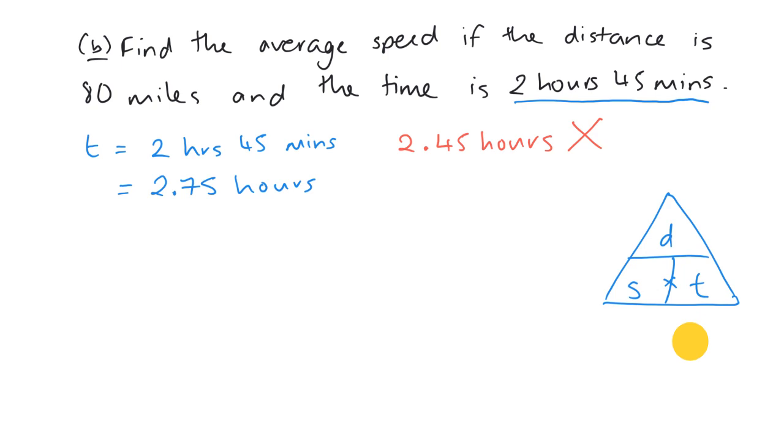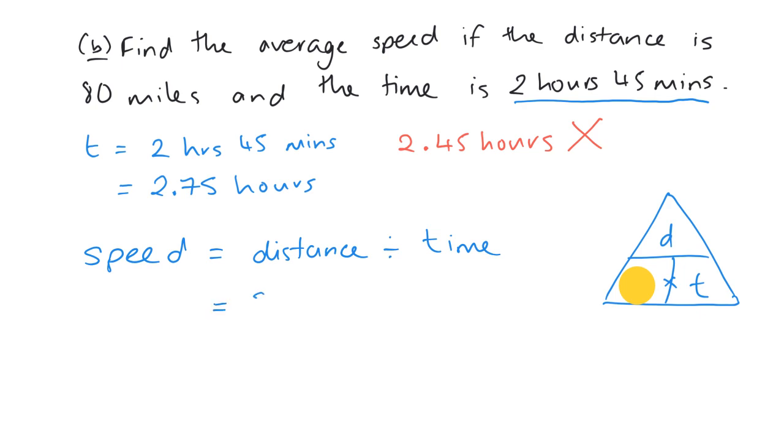Then we say, right, we're looking for speed, so cover over S. So our formula then for speed is distance over time, or distance divided by time. So our distance is 80 divided by 2.75 hours, and we get 29.1. Now this is in miles and in hours, so our units for speed are miles per hour, or mph.